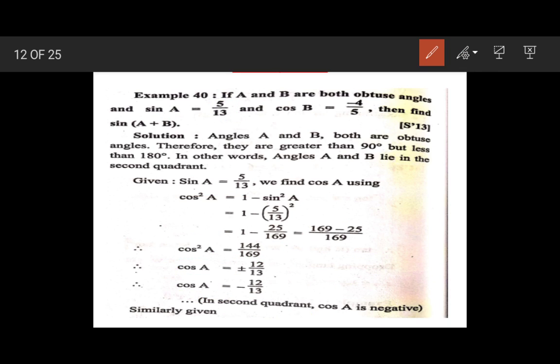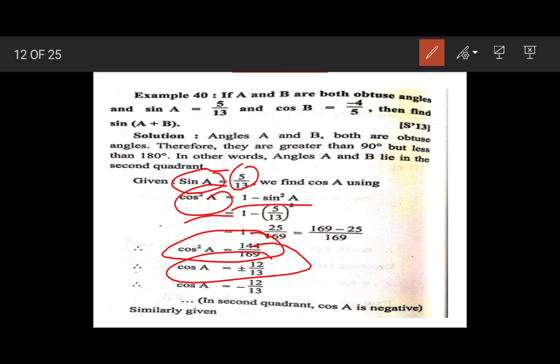Very important. See once again, sin A is given. Sin A is 5 upon 13. So what we have to find? We have to find cos A. To find cos A, since cos square A is 1 minus sin square A, cos square A is 144 upon 169. So that means cos A is plus minus 12 upon 13. Now since A is in the second quadrant, cos is negative. Therefore cos A is equal to minus 12 upon 13.